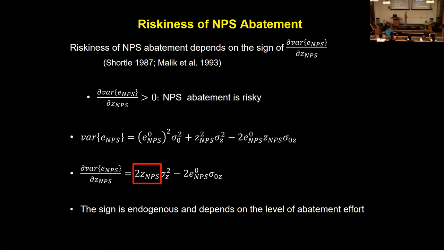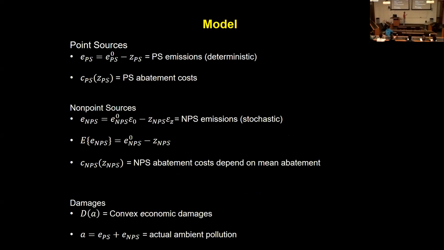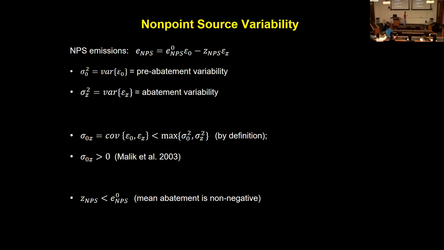So the mean could go up or down? I'm just trying to get my head around the mean of a mean. Here's the mean of emissions. It's just this. Each of these stochastic terms has an expected value of one. B will reduce the mean, but it could increase the variance. Okay. We're just keeping it simple.